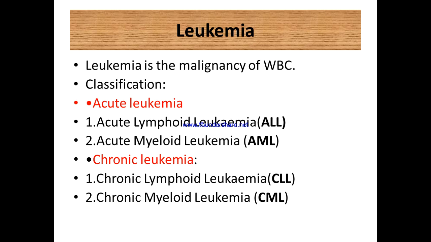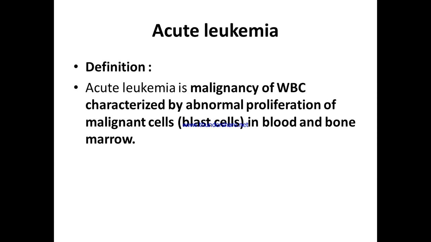Classification can be acute, defined as acute lymphoid leukemia, which is a malignancy of lymphoid lineage, while acute myeloid leukemia involves the other types of cells. Also, there is a chronic type of leukemia, classified as chronic lymphoid leukemia and chronic myeloid leukemia. Acute leukemia is a malignancy of the white BC characterized by abnormal proliferation of malignant cells, which are the blast cells, the precursors present in the bone marrow. It means immature cells. We see such immature cells or blast cells in the peripheral blood and in the bone marrow.